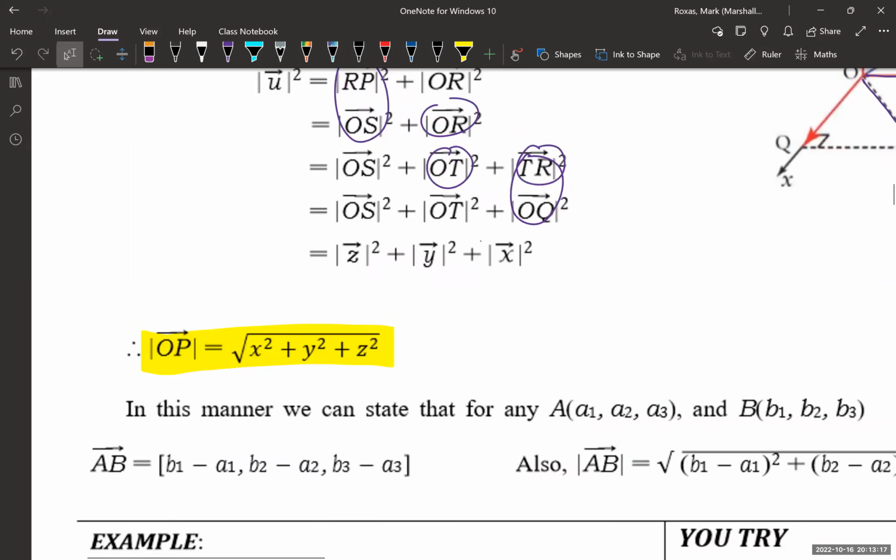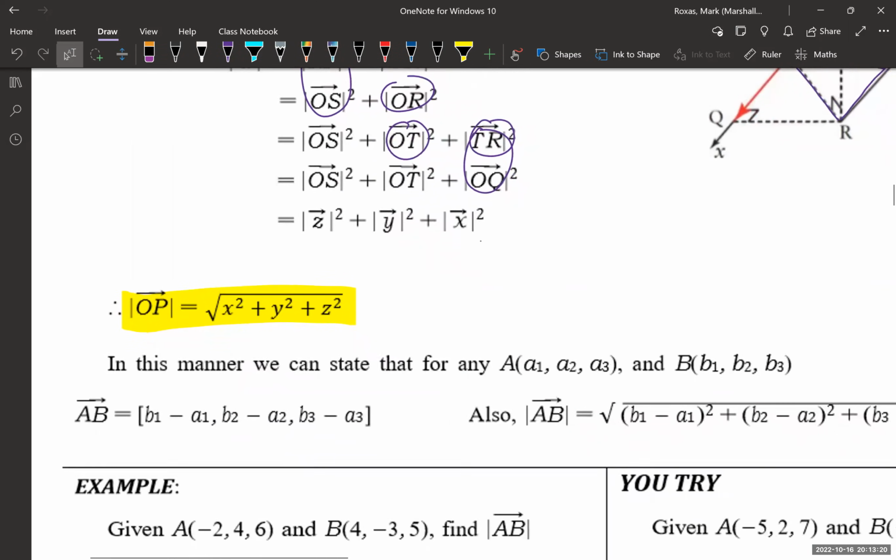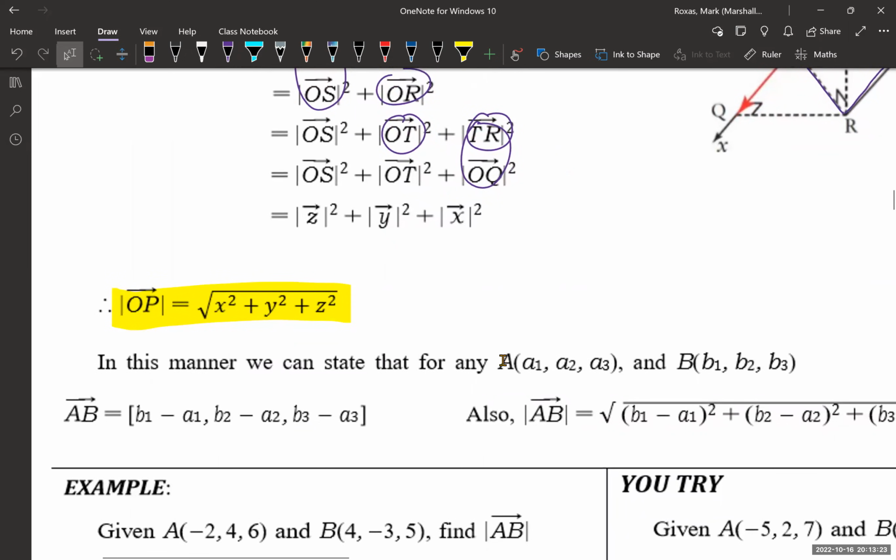Okay, and in the same manner, we can state that for any coordinate points A and B, we can generate the vector from those points by subtracting b1 minus a1, the x component, b2 minus a2, the y components, and b3 minus a3, the z components. So we've been doing this for 2D vectors. We're just now adding a z component in there, and we're going to do the same thing. Okay, so I can create a vector A to B by joining 2 points here and then just subtracting their components. And magnitudes would be like this Pythagorean theorem, but now including a z component in there.